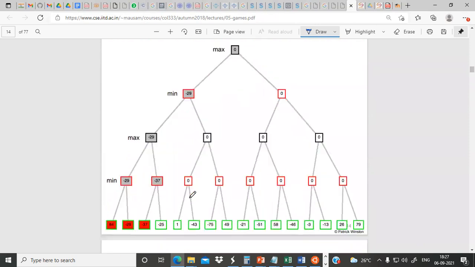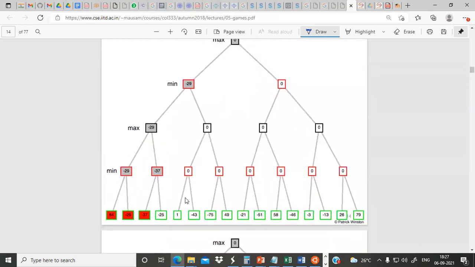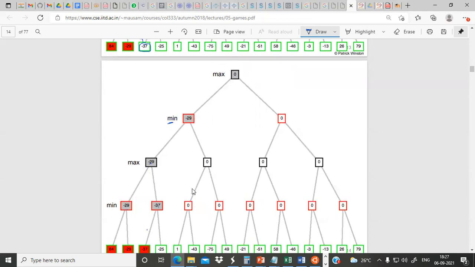That's what it is showing here in this diagram. After exploring, minus 37 comes here, and here it is minus 29, because out of these two the max is minus 29. Here it is minus 29 because this is min, and out of these two the minimum is minus 29. Again, here it is 0 because out of these two the max is 0.